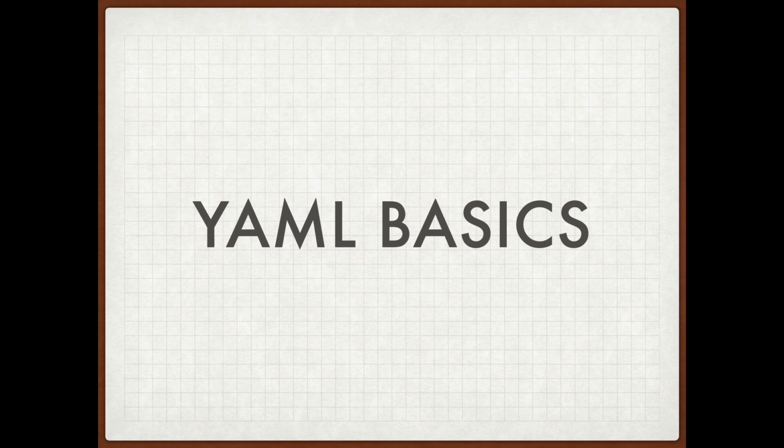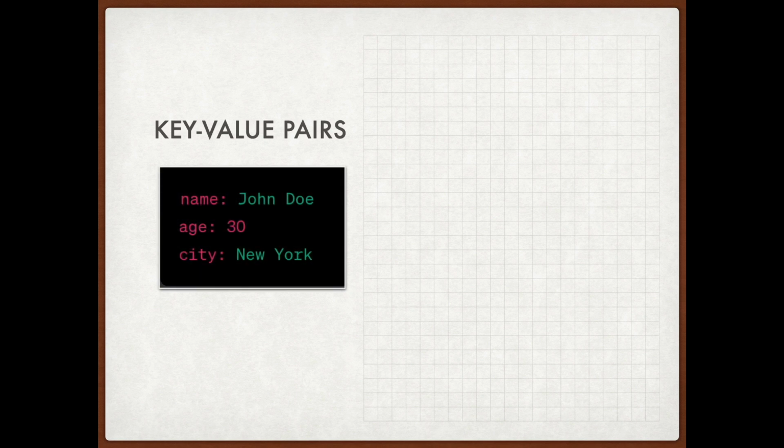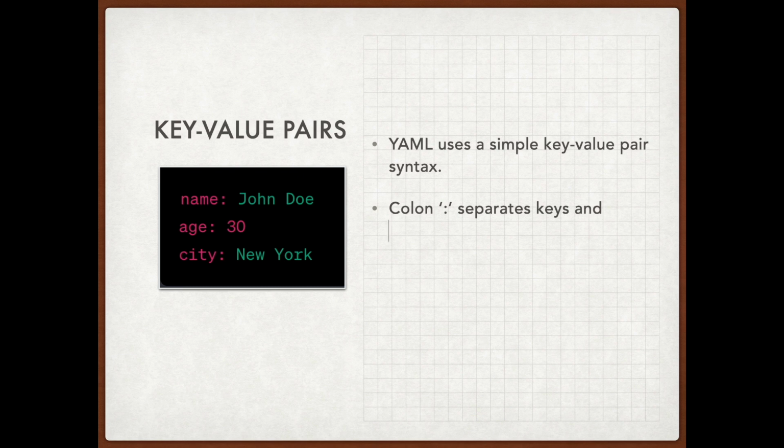YAML Basics. Key-value pairs. YAML uses a simple key-value pair syntax. Colon separates keys and values. Each key-value pair represents a piece of data.